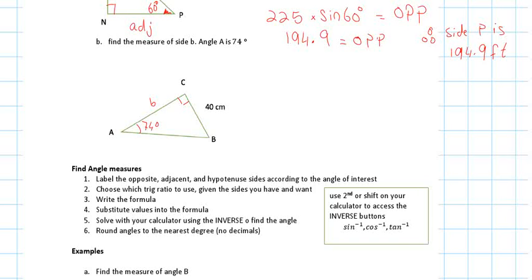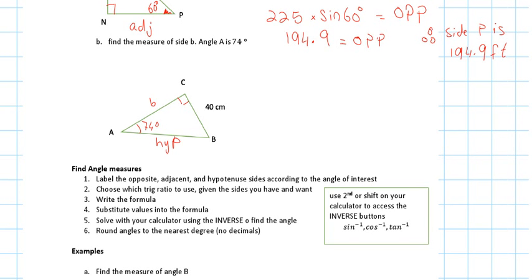Okay, so the first thing that we want to do when we are solving a triangle like this is we want to label it. Always start with the hypotenuse. Where's your hypotenuse? AB, right? It's the one across from the 90 degrees.